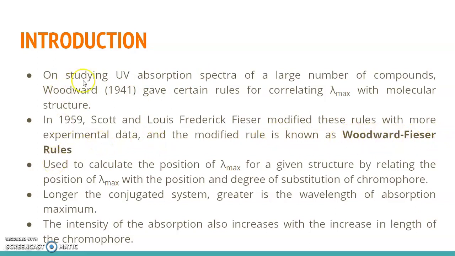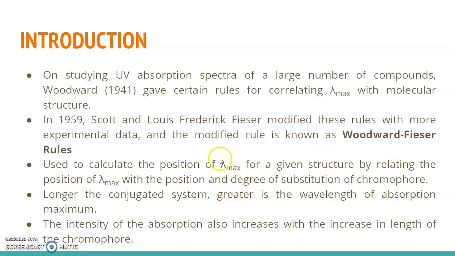So all these rules are used to calculate the position of absorption maxima for a given structure by relating the position of lambda max with the position and degree of substitution on the chromophore. So what they did was they observed a set of molecules and studied their structure, and they added certain values for those structures, and they calculated the theoretical value of this absorption maxima.